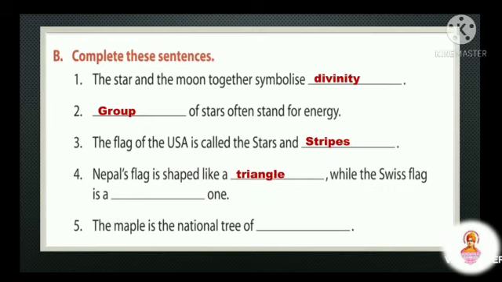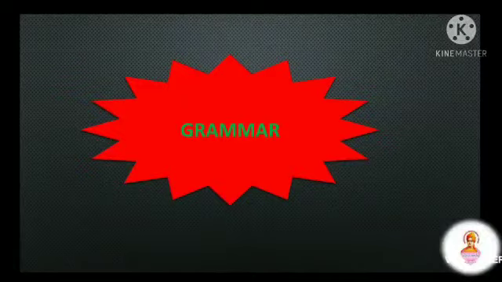Then Nepal's flag is shaped like a, can you remember the shape of the Nepal flag? Yes, triangle. And the Swiss flag is a square one. The maple is the national tree of dash. Yes, we have seen the maple leaf in some flag. Which flag? Yes, it belongs to Canada. Very good. Now we are moving to the grammar part.